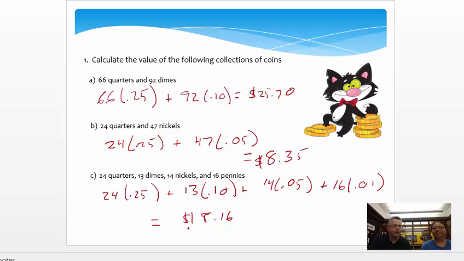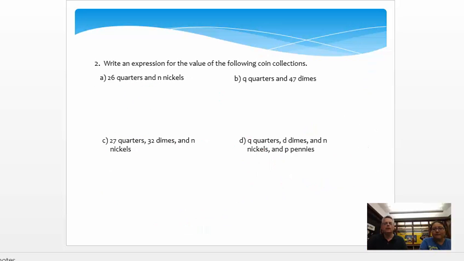Very good. Now, we're going to try something that's going to have a variable in it. So, Ms. Udara, we're going to go on to the next one. Alright, so now we're writing expressions for the value of the following coin collections. I'll grab the calculator.